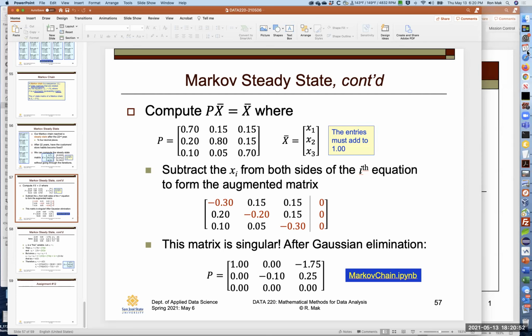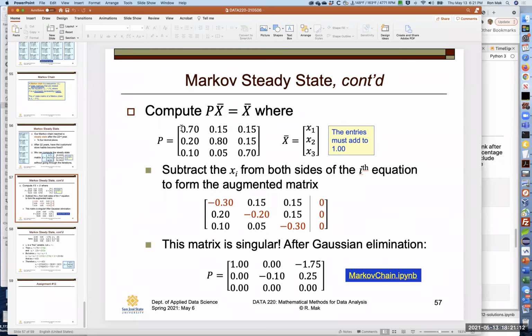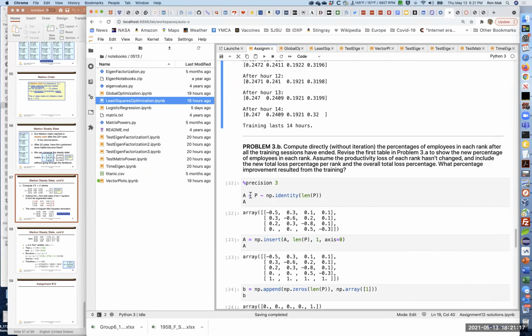Let's see what we end up doing here. We basically subtract 1 down the diagonal, and that's the identity matrix that we're subtracting from A. So here we subtracted 1 down the diagonal, and that's what this is. Then I inserted a new row, and you can see that this bottom row has all 1s.